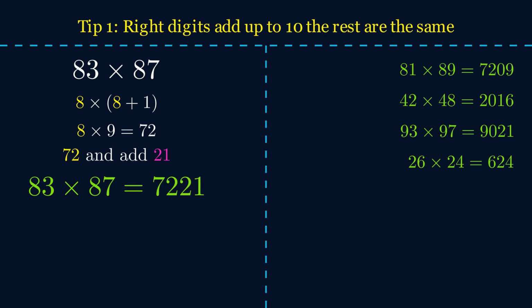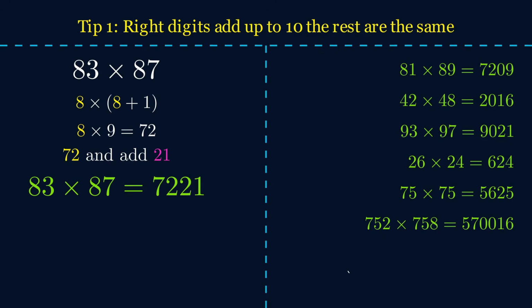Here's another, 75 times 75. 5 times 5 is 25, and 7 times the next number, which is 8, gives 56. Combine them, 5,625.